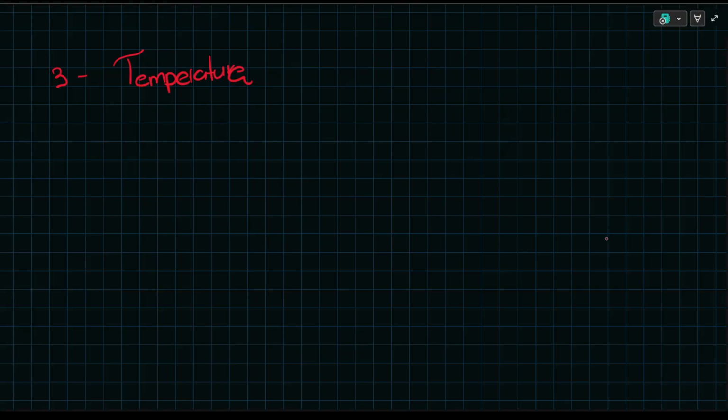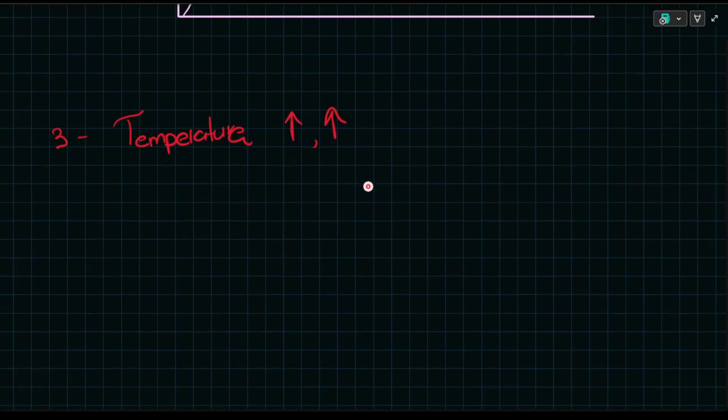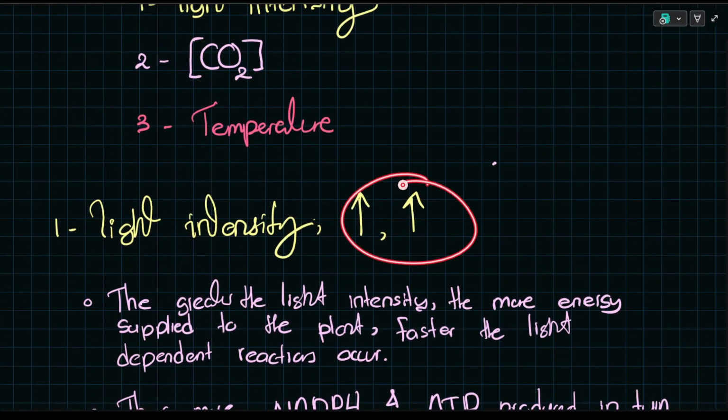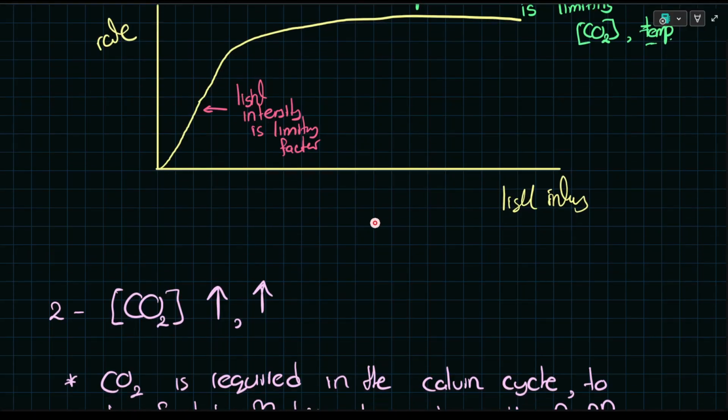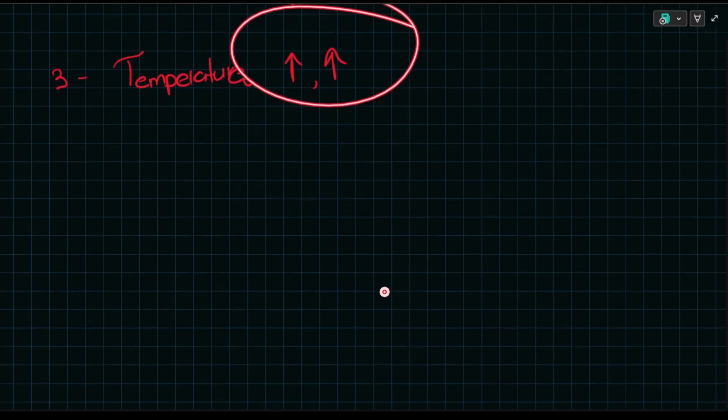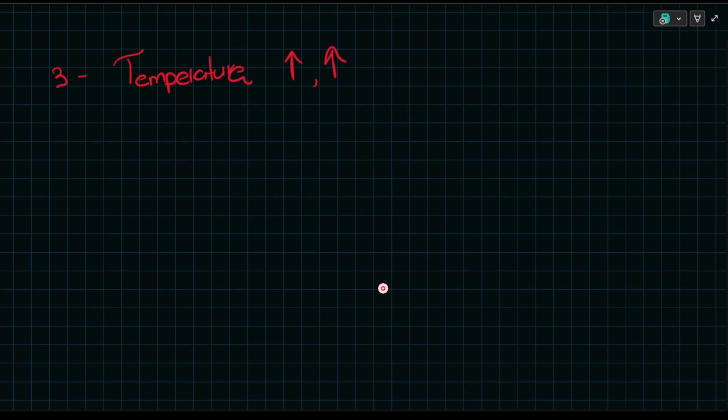So when it comes to temperature, I'll give the overall one as well. Higher the temperature, higher the rate of photosynthesis. And using that, we can conclude something like this. All three factors: if I increase, rate goes up. If I increase, rate goes up. If I increase, rate goes up. Okay. It's an overall conclusion. Now let's see how temperature does its job.